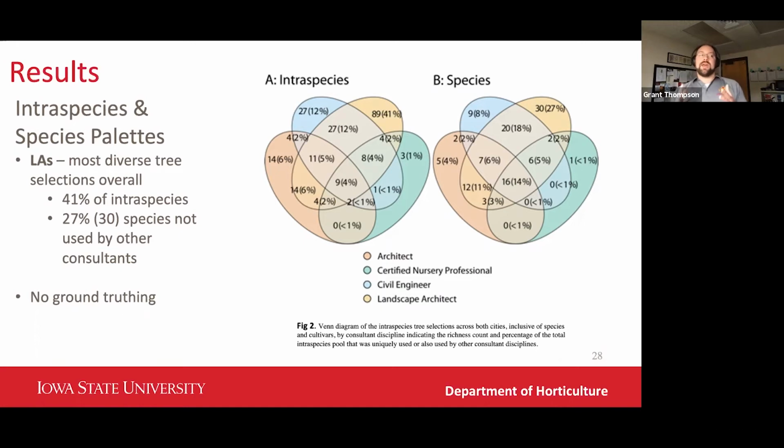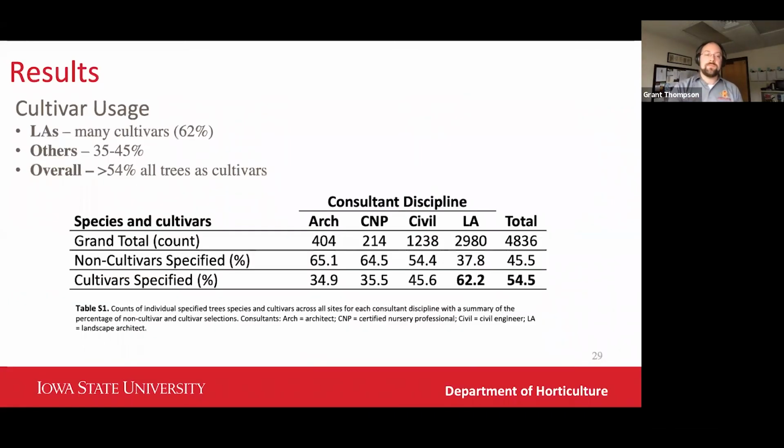Now, I'll make a point here that when we talk about diversity and these selections, we didn't ground truth these site plans. We did not go to the sites to verify, one, that what was specified was actually installed, and two, if it was a good selection or an appropriate selection for the site. We were interested in what was specified, and we were interested in the professional judgments of both who was specifying the project and probably the city officials that signed off on it. So hopefully glaring mistakes were caught, but either way, we can't verify that in this data set.